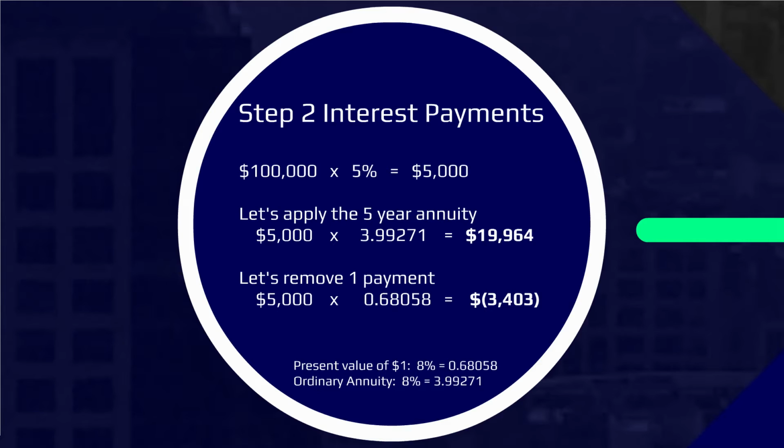So we're going to remove that very first interest payment by taking $5,000 and multiplying times the present value of that at 8% for 5 periods. And so we're going to subtract that first payment of $3,403 present value from our total. And again, you can see here we're using our 8% annuity and present value factors to get our answer.